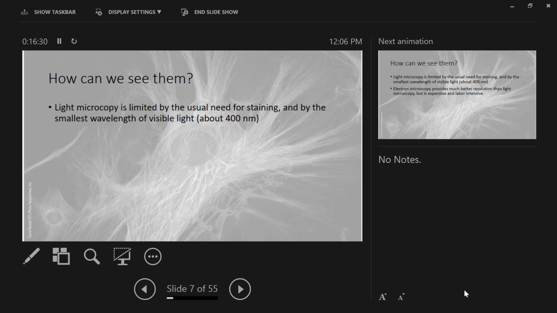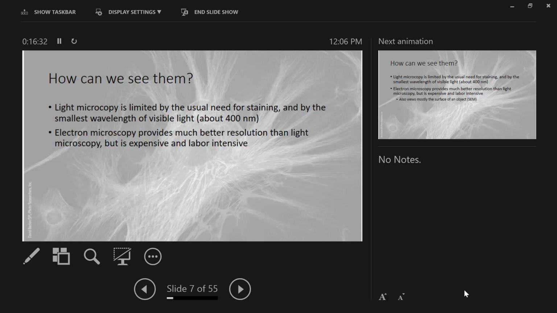So light microscopy has its limitations. And then we get electron microscopy. Electron microscopy doesn't create an image using light. What does it create an image using? Electrons. How do you know? Because it's called electron microscopy. It's so wonderful, right? Another example of where the name makes sense.